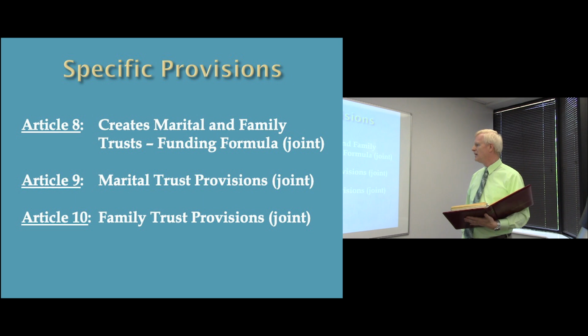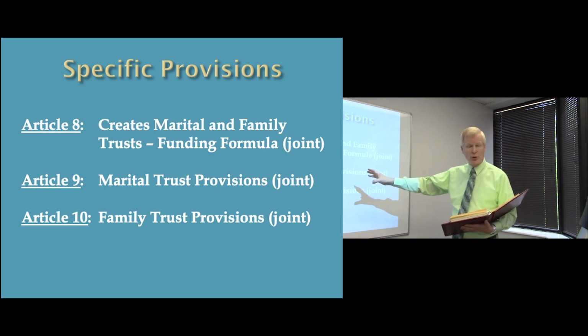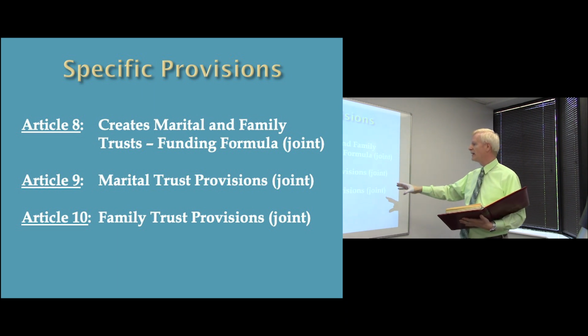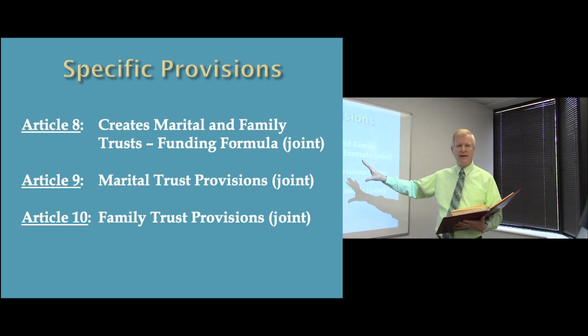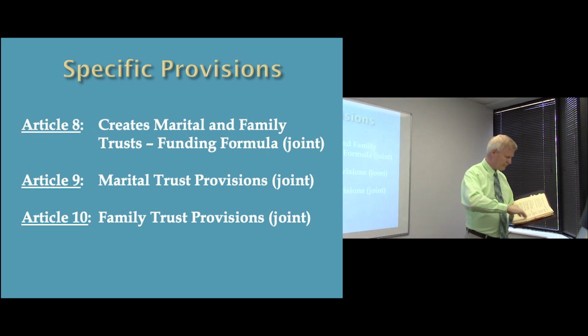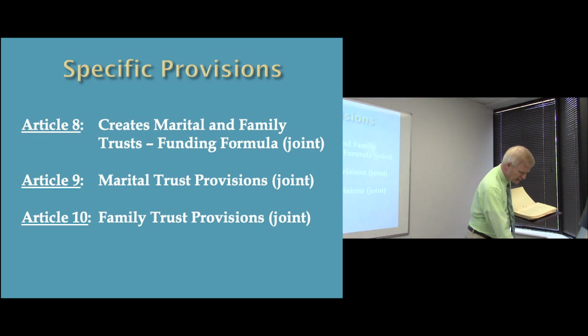Article 8, Article 9, Article 10, we'll cover real quickly. This is only applicable on the married side, where it's creating a marital and family irrevocable trust, those sub-trusts we talked about. And these are the provisions for the marital trust and the family trust, and these are only in the married client trusts.